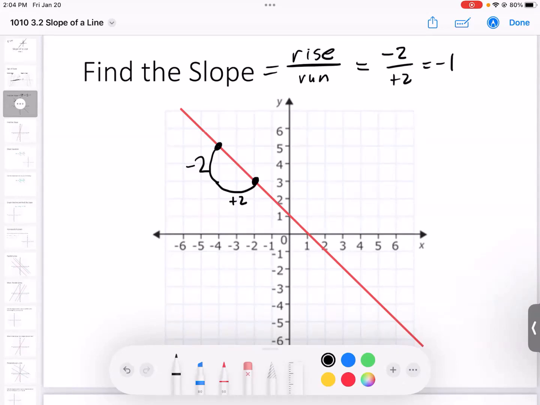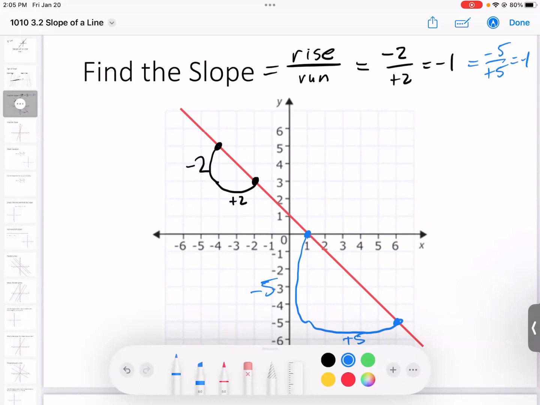And it doesn't matter which points you choose, and it also doesn't matter which order you go in. Because I could have chosen this point and this point, and I still would have gotten the same answer. I could say, I'm going to go down 5, so that'd be a rise of -5. Then I'll go over +5. But when I divide -5 by +5, I still end up with -1. So it's not like you have to choose certain points. You can basically choose any points along the line.